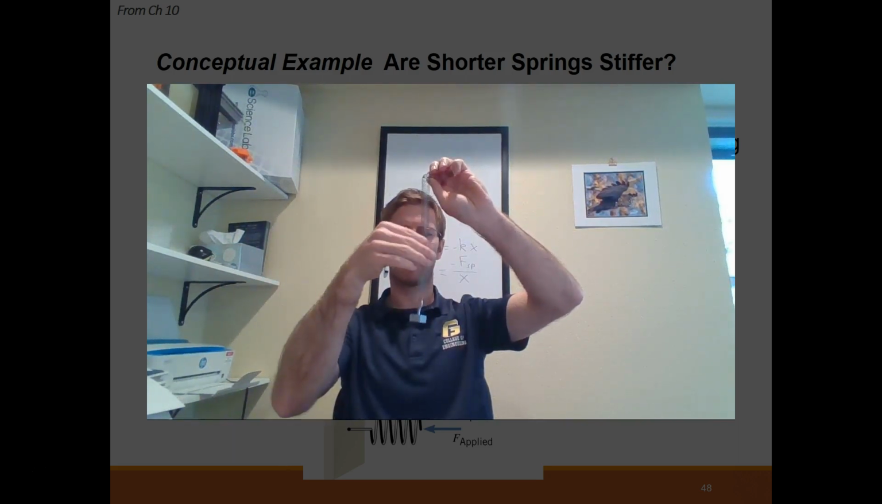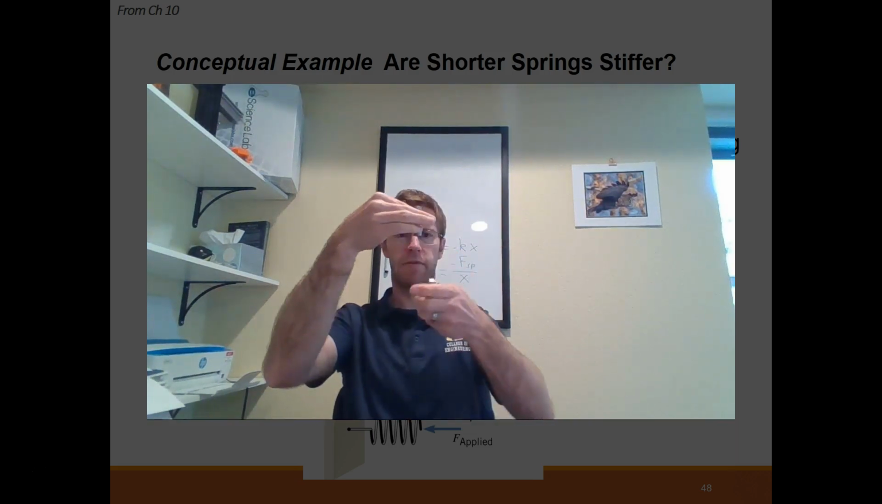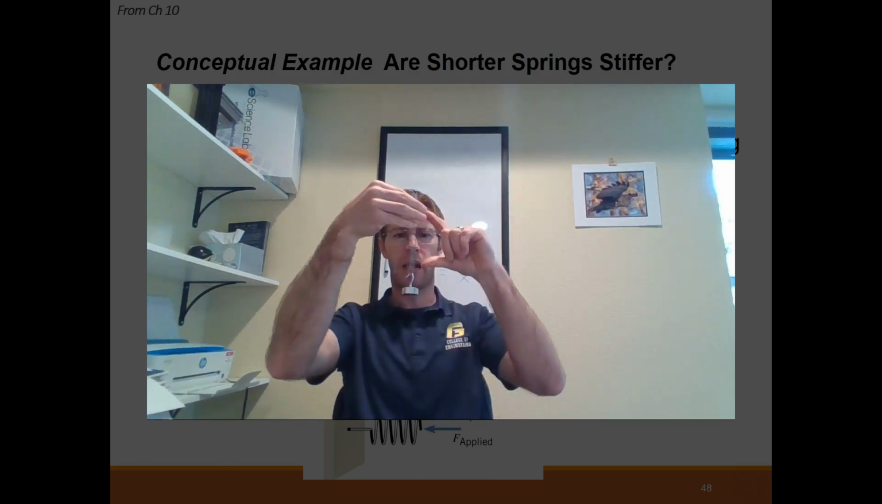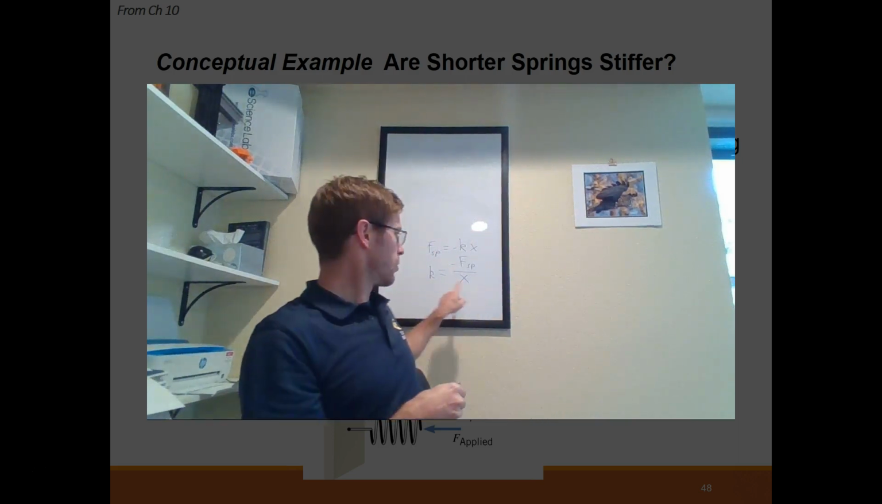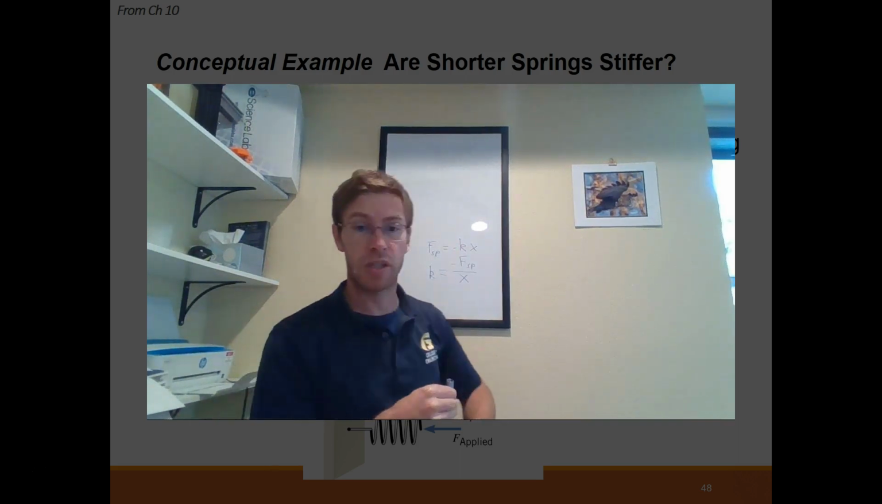Now I take the same spring and I cut it in half, all right? So we're half as long. I do the same game. If you notice, same force, same mass, now it has half the displacement. So this is smaller after cutting it, therefore my spring constant is going to increase. In fact, it would double.